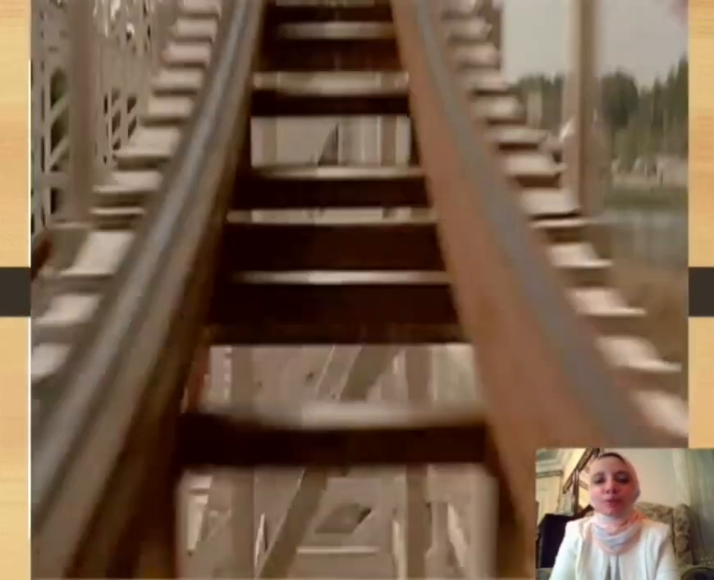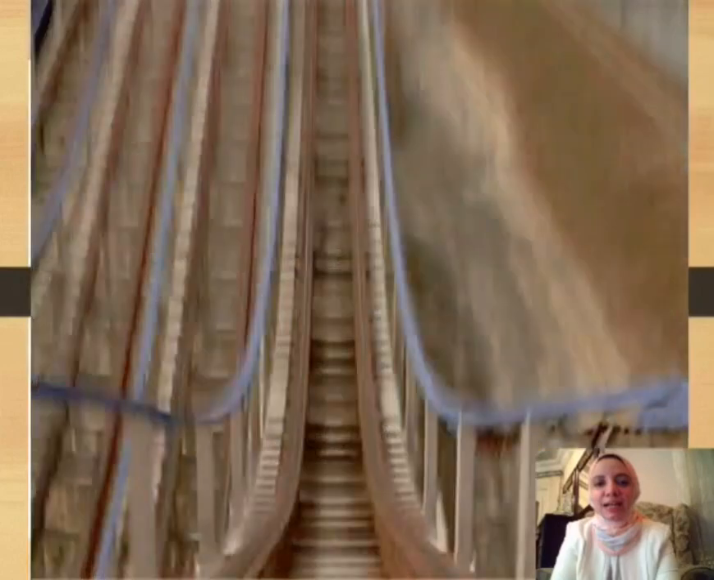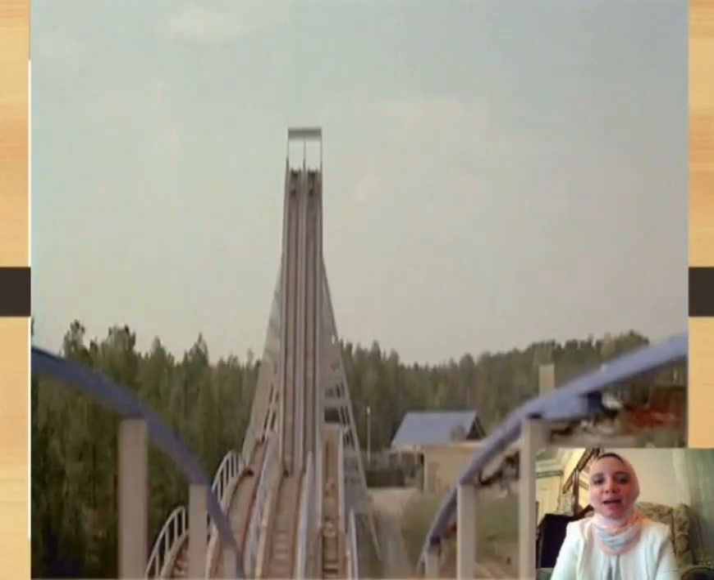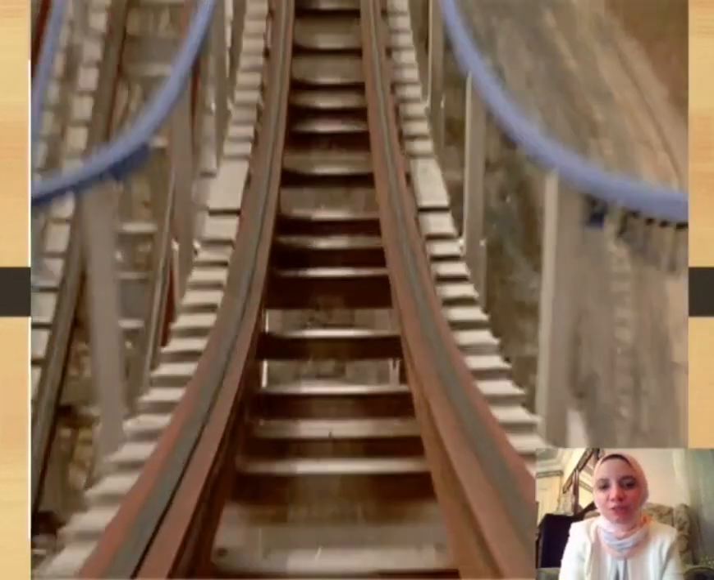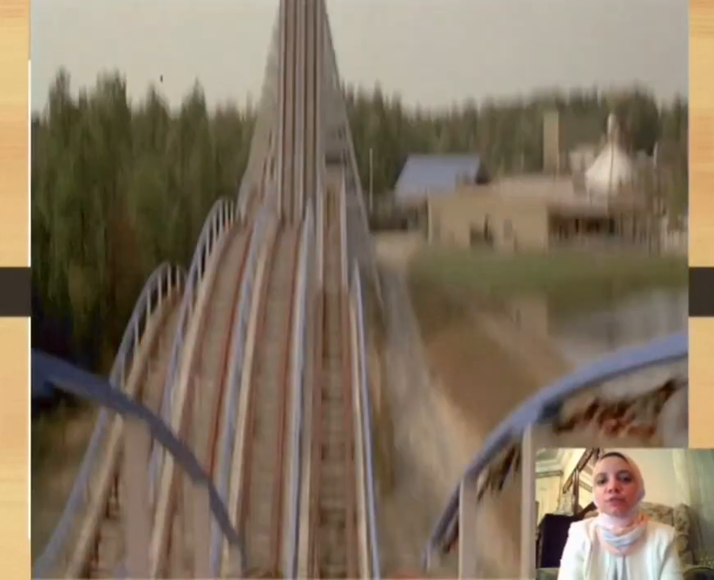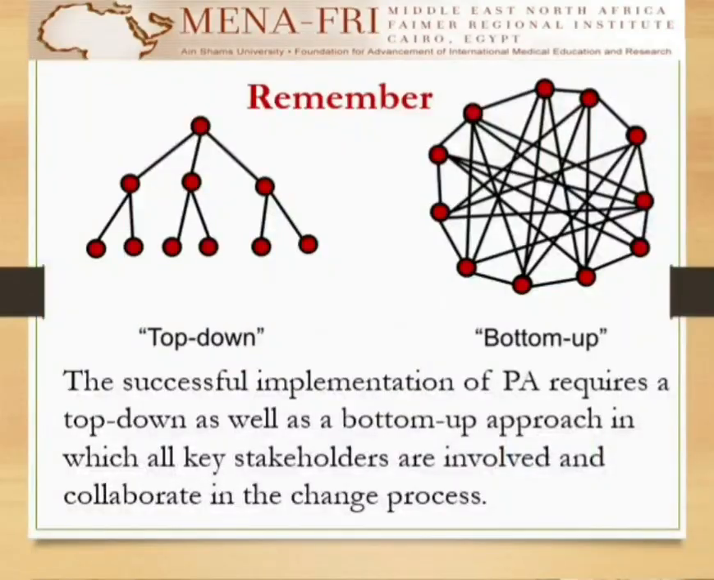So programmatic assessment can take us down and up and down and up. It's like a roller coaster. You can start from here and go upwards, and from upward to downwards. And that's what we should remember from our roller coaster. The successful implementation of programmatic assessment requires either a top-down or a bottom-up approach in which all key stakeholders are involved and collaborate in the change process.